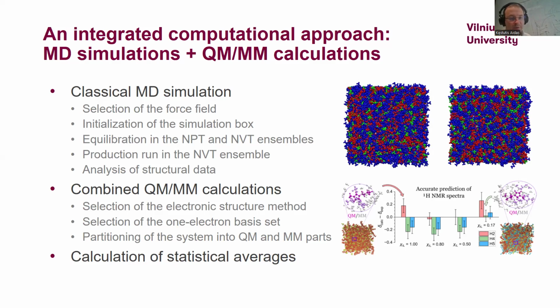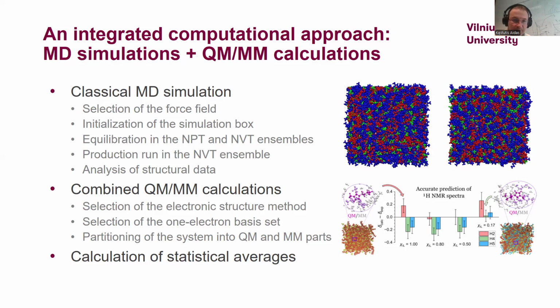So finally, once we have done this bunch of QMMM calculations on the molecular configurations from the MD simulation trajectory, then we do the averaging of those properties, for example, of the NMR chemical shifts. And this is how we arrive at the liquid phase results, which can now be compared to experimental data and be analyzed in some other way.